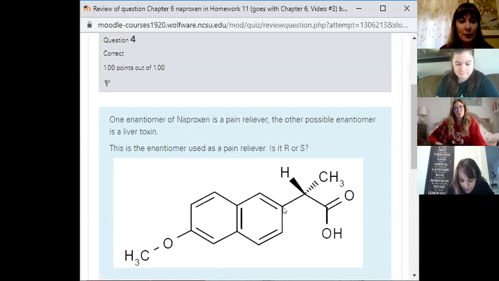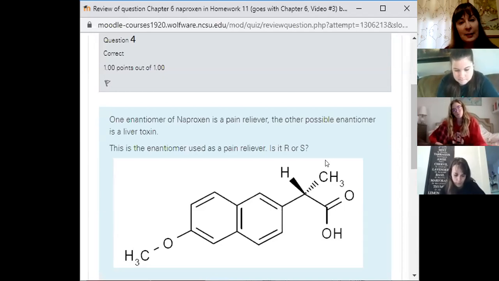So blue substituent, red substituent, yellow substituent. Build your model and make sure that that model makes sense and that the model does what you're asking it to do. Turn it towards you and make sure that you're going to the left.